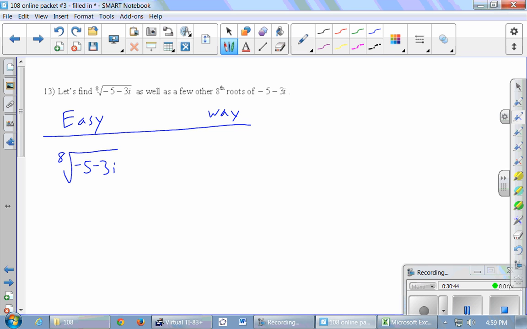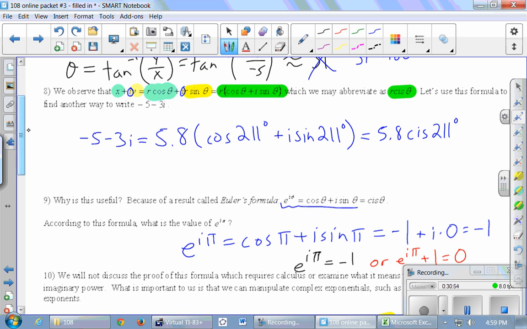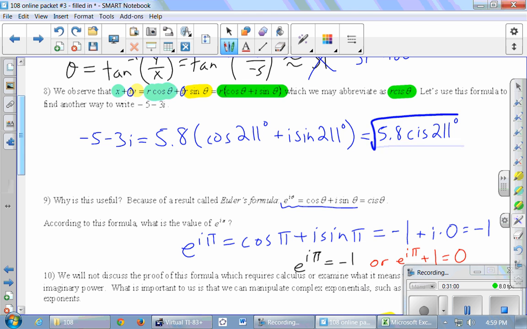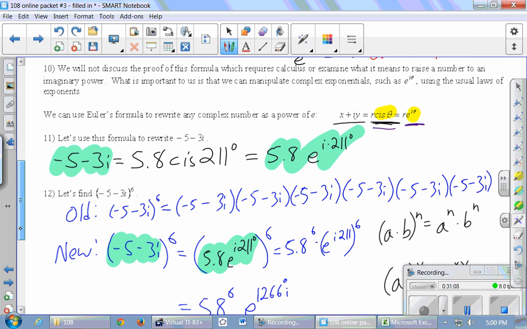What does that even mean? I have no idea. So how about we rewrite this negative 5 minus 3i in one of the alternate forms? We've written that number in three different ways today. One of the forms that we had was this 5.8 cis 211. But having that under a root would still leave me baffled. But what if we come down to the e version of this number?